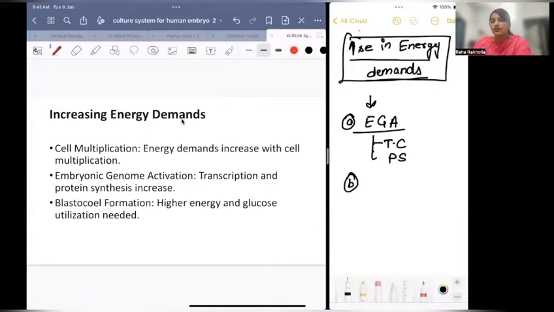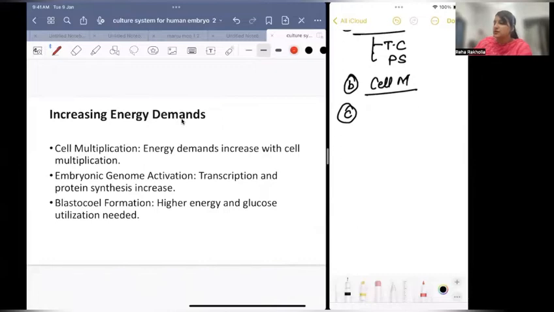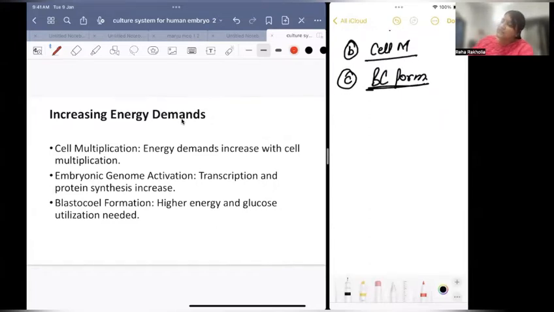As we go from the early stages to the later stages, there is increased energy demand because of the embryonic genomic activation. Second is because of the cell multiplication. High energy demand will be there. Third is because of blastocoele formation. High energy and glucose utilization will be there. Okay, now blastocyst stage metabolism.